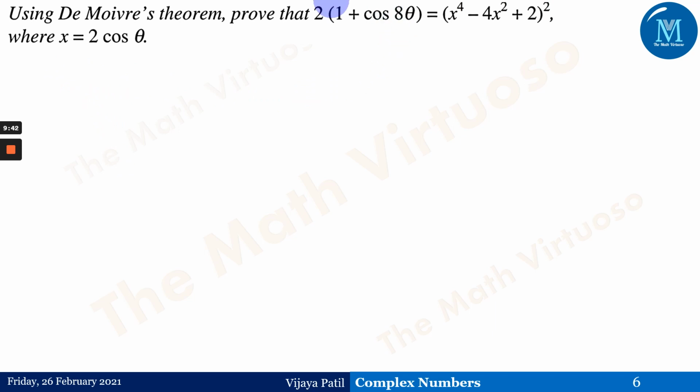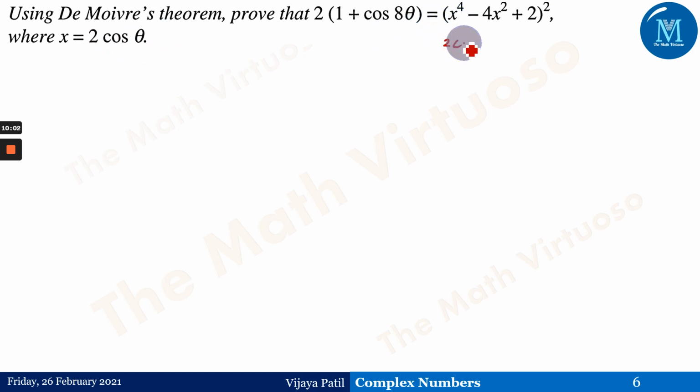Okay. This is again a little different, but if you observe this particular question itself: prove that 2 times (1 plus cos of 8 theta) is equal to (x to the power 4 minus 4x square plus 2) the whole square, where x is 2 times cos of theta. That means every x would be replaced.